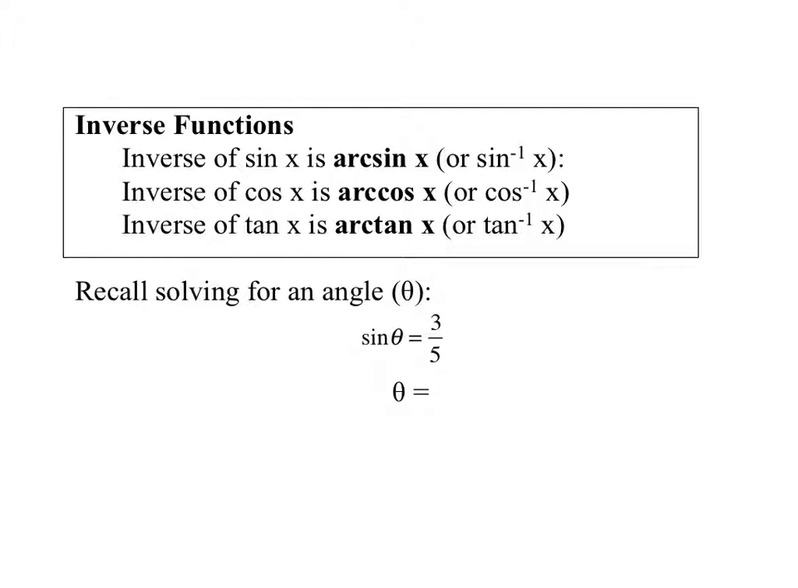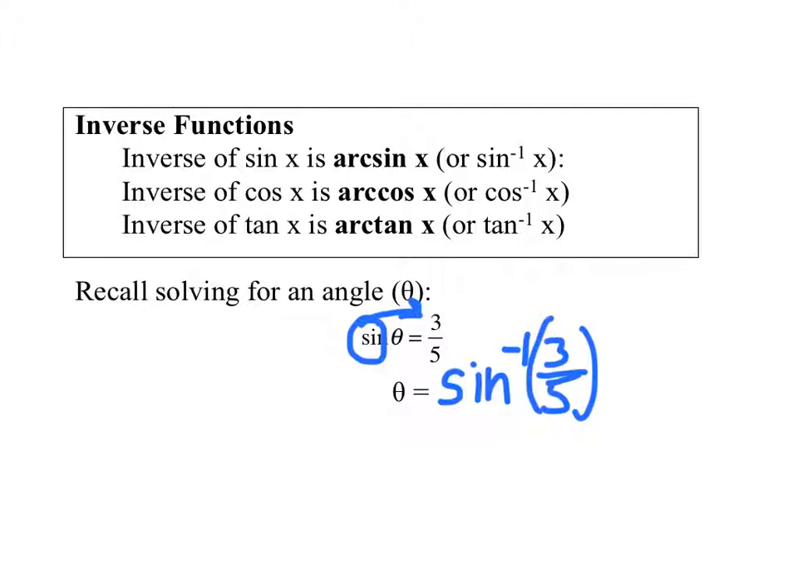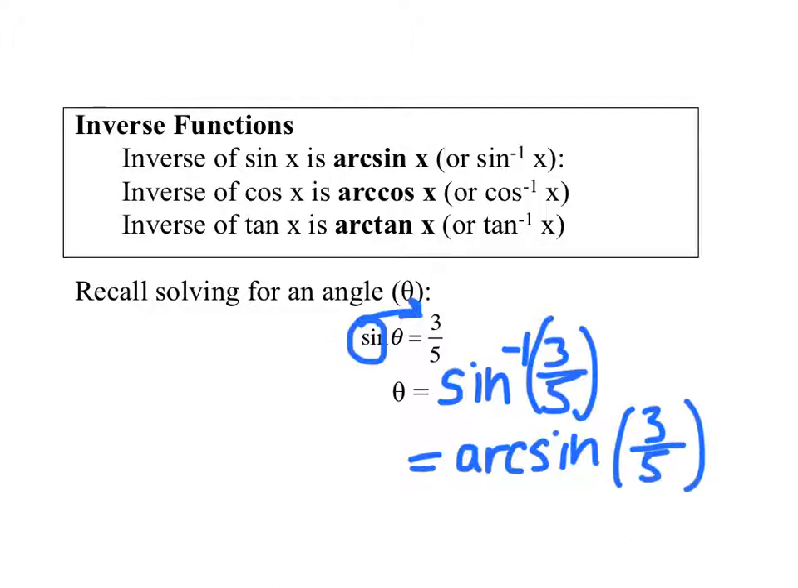If you recall, when we were solving triangles and we had a situation such as sine of theta equals 3 over 5, if we're solving for the angle, we had to move the sine function over to the other side of the equation. When that happens, you're inversing the sine function. And so basically today, instead of saying sine to the power of -1, we are just going to call it arcsine as a new notation for our inverse functions.